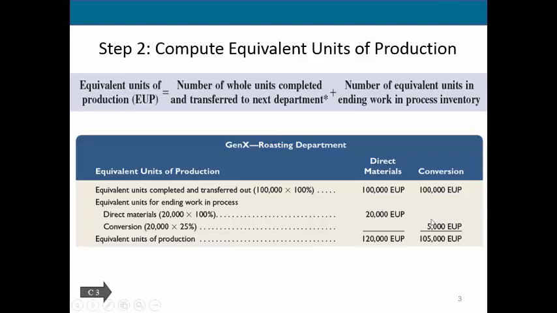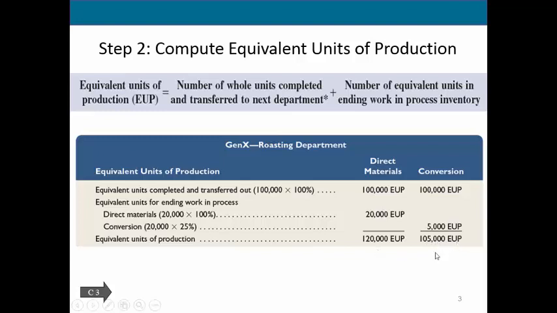However, the place that we'll see the difference is going to be between our conversion costs for the items that are still in the process. We've got 20,000 items, and they are about 25% complete. So the equivalent units of production is 5,000. That's why we'll see for direct materials we have 120,000 equivalent units of production, but then for conversion costs we only have 105,000 equivalent units of production.